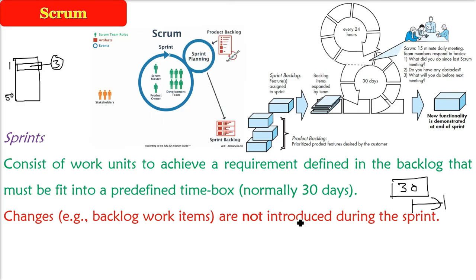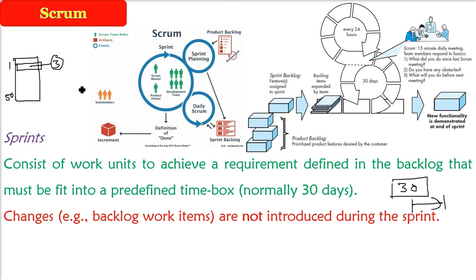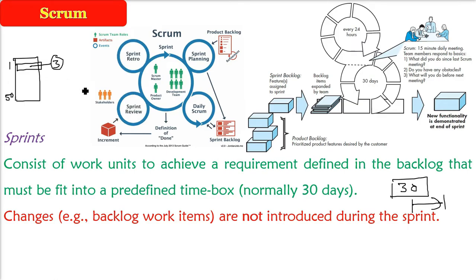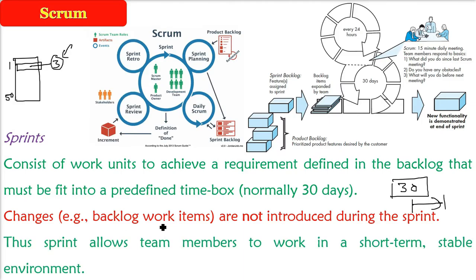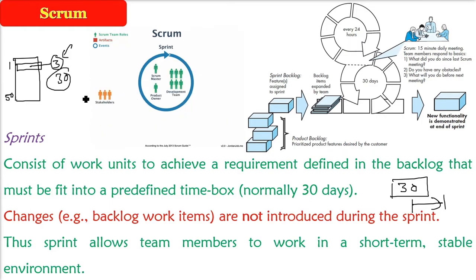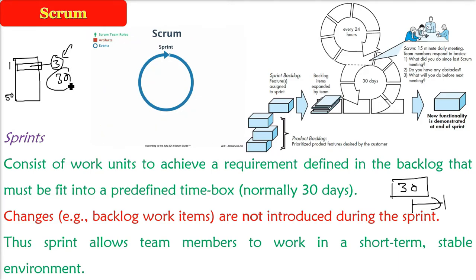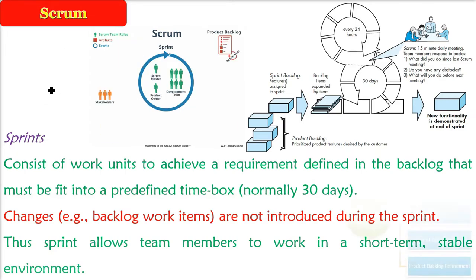While these 3 requirements are being implemented, there is no change. That is, in a particular sprint, no change can be introduced. Backlog work item change is not possible in this 30 days or time box. When the team is working for these 30 or 40 days, this is short term, but the environment is stable. The changes are not happening here. So this is short term, but they are working in a stable environment.